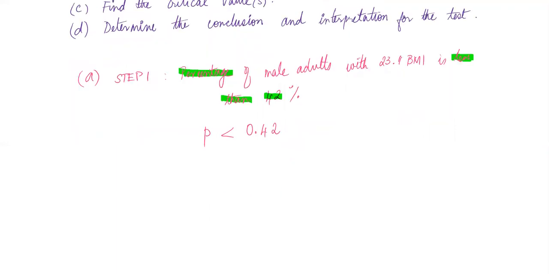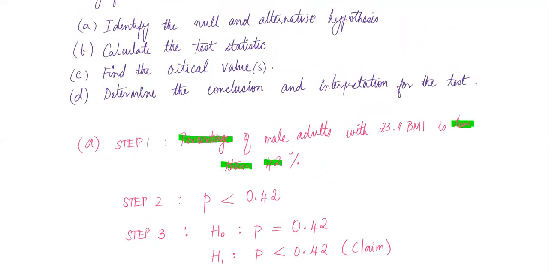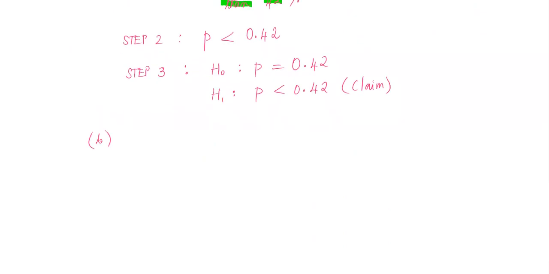All right, we got step 1, rather step 2, sorry. Went a little ahead there. That is step 2. And step 3 is where you're actually answering the question. So H0 always carries the equal, so P equals 0.42, H1 in this case would be your claim. And please write that because we will need it. Got the claim. Then B is to calculate the test statistic.